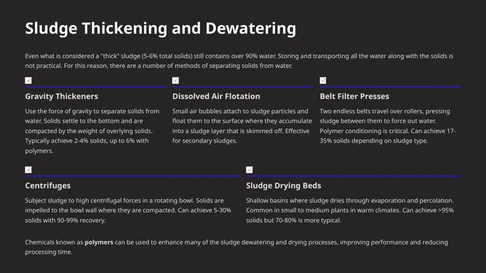It's also important to note that chemicals called polymers can enhance many of these dewatering and drying processes. They improve performance and can significantly reduce processing time. Connecting all these methods to the overall goal, reducing water content helps us manage sludge more efficiently and cost-effectively.